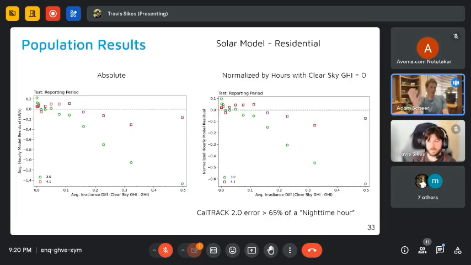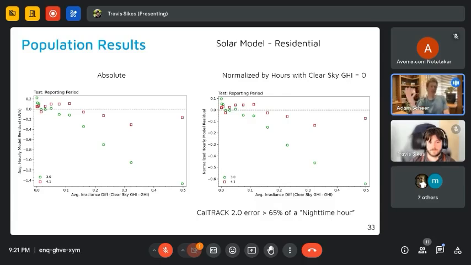Now, these are residential customers. For those familiar with consumption patterns, we're starting to see that when the days are roughly, say, 30% cloudy to 50% cloudy, we're seeing more than a kilowatt hour of residual in Caltrac 2.0. You might ask, well, how much is that relative to a total building's actual usage?